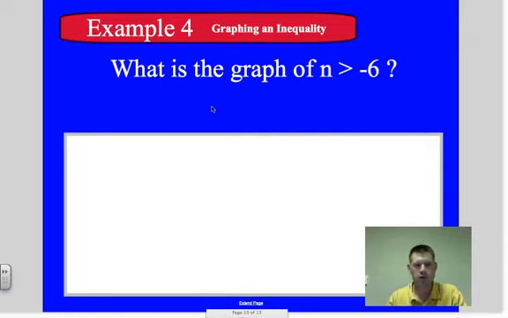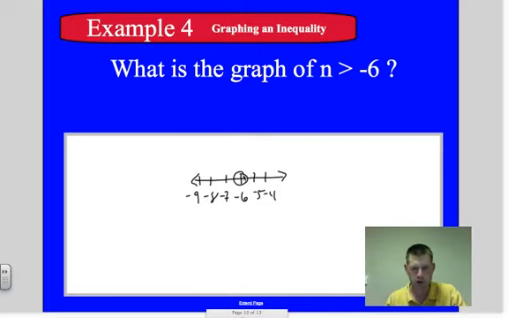Okay, so as we go in this one, we have what is the graph of n is greater than -6. That one's already letter inequality number. So we're just going to go ahead and draw our number line. Nothing fancy. Let's put -6. Let's put -5. Remember, it's got to go up. -4. Down here we're going to put -7, -8. So the larger the negative number, the smaller it's getting. We're going to put an open dot or open circle at -6, and it's saying shade to the right.